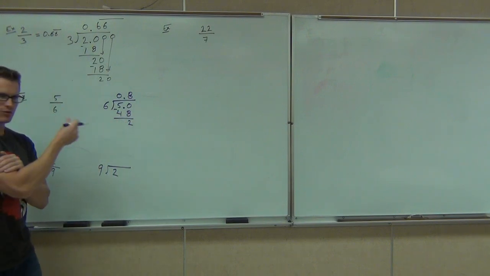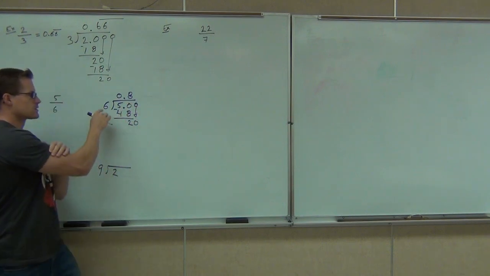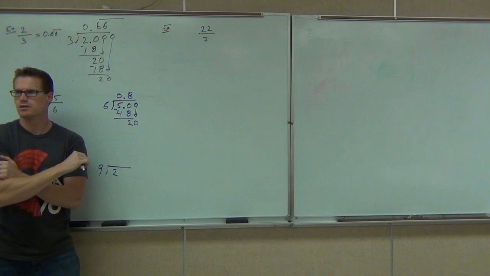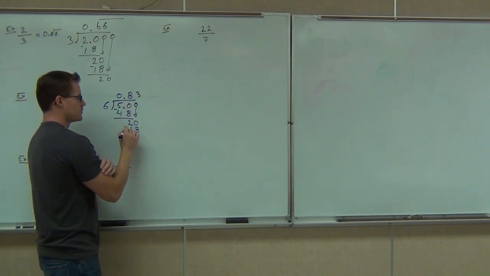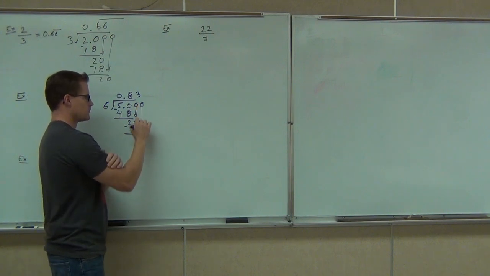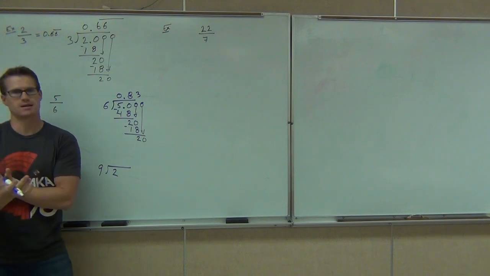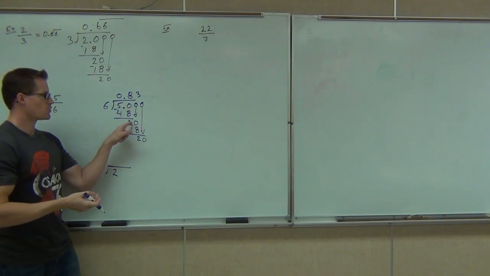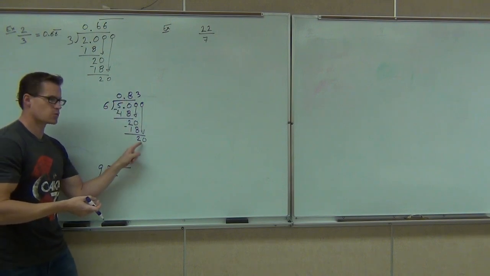We don't have a repeat yet, so we have to add a 0. How many times does 6 go into 20? 3 times, all right. That gives us 18. We subtract, we get what? 2. 0. Do we have a repeat? Yes. We already have a repeat. That's kind of nice. We don't have to keep going. Here we got 20. Notice 6 went into 20 3 times. We got 18. We got 20 again.